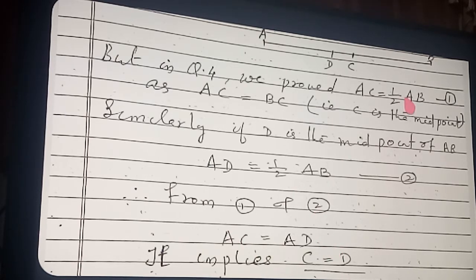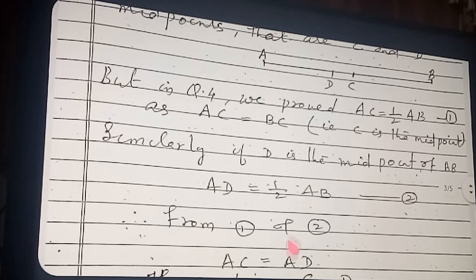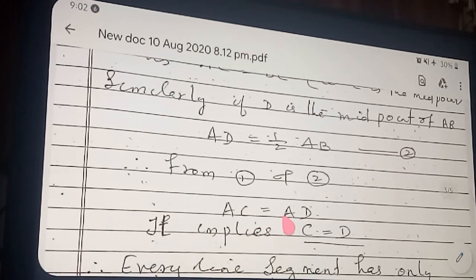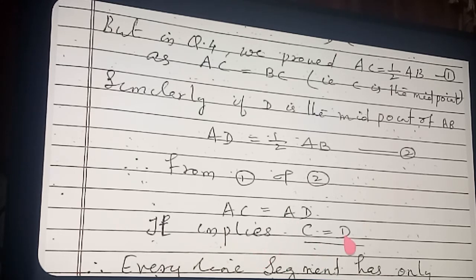From 1 and 2, what did you get? On the RHS, here half AB, here also half AB. So you get the LHS is equal. You studied this from axiom number 1. Therefore, AC and AD are equal. In this diagram, drawn in this way, can you write AC and AD equal? No. But you got AC and AD are equal, which means that C and D should be the same point, only then it is possible. So AC is equal to AD implies that C and D are the same point. C and D are the same point, which means C is also a midpoint and D is also a midpoint.